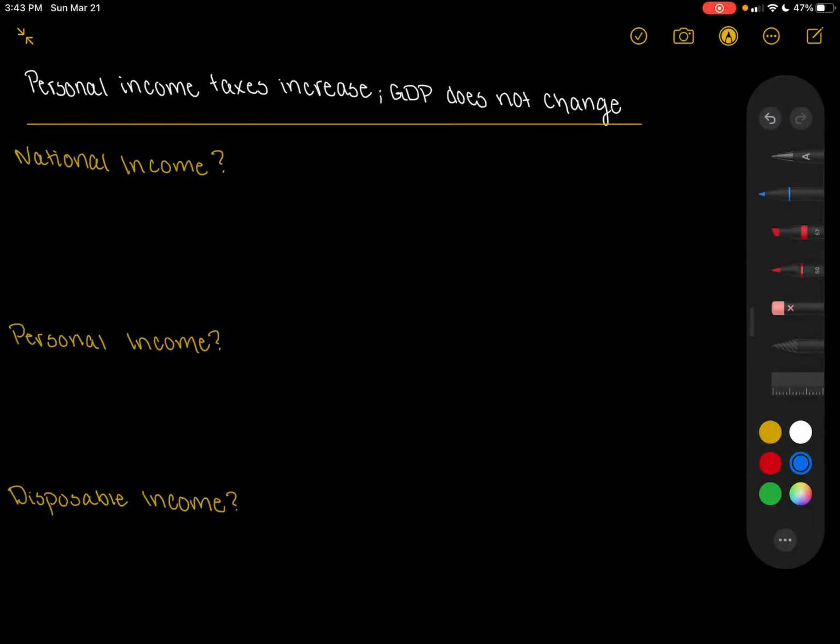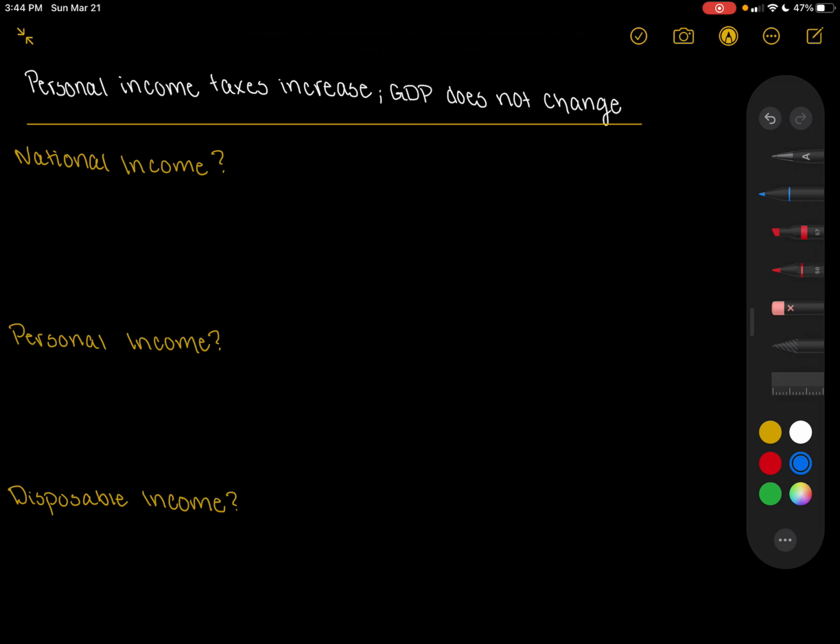Here we're taking a look at a few different economic income measurements, specifically national income, personal income, and disposable income, which are three of the main ones often analyzed. We're given an example in which personal income taxes are increased. So that is the amount that the government is collecting on personal income taxes has increased. And we're also given that GDP has not changed.